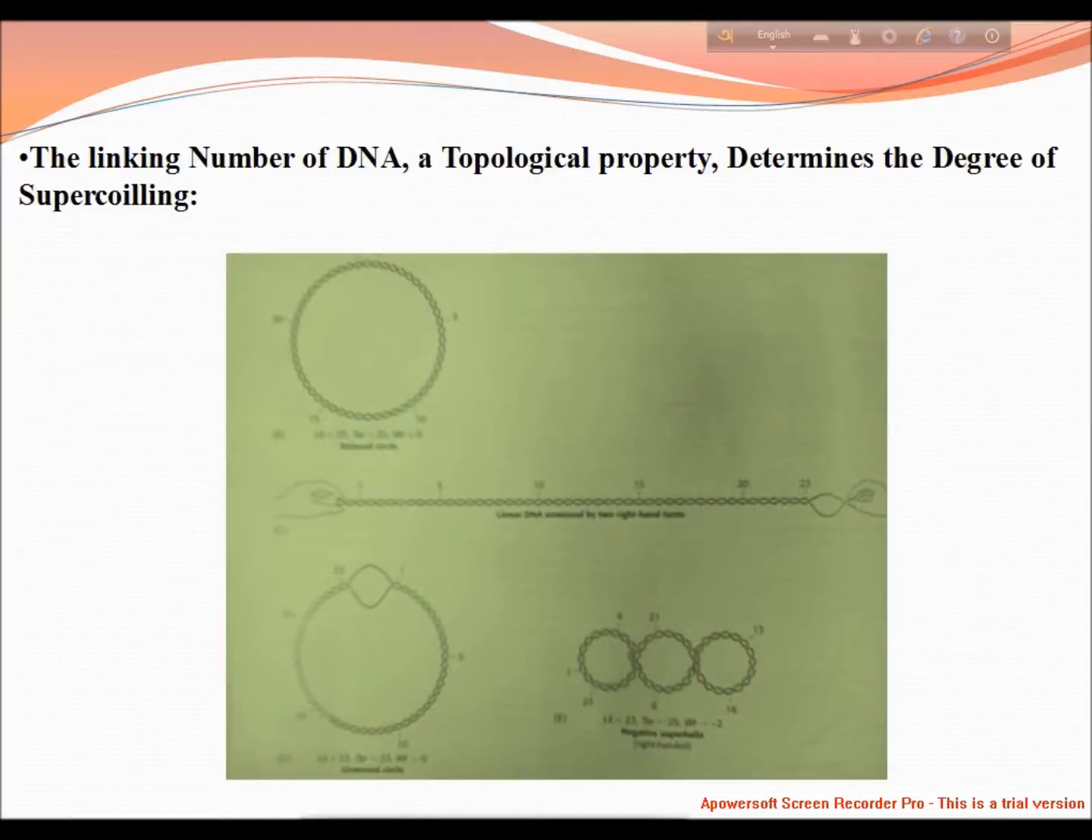Now, the linking number of DNA, a topological property, determines the degree of supercoiling. For example, take a linear 260 base pair DNA duplex in the B-DNA form. Because the number of base pairs per turn in an unstressed DNA molecule averages 10.4, this linear DNA molecule has 260 divided by 10.4, that is 25 turns. The ends of this helix can be joined to produce a relaxed circular DNA.